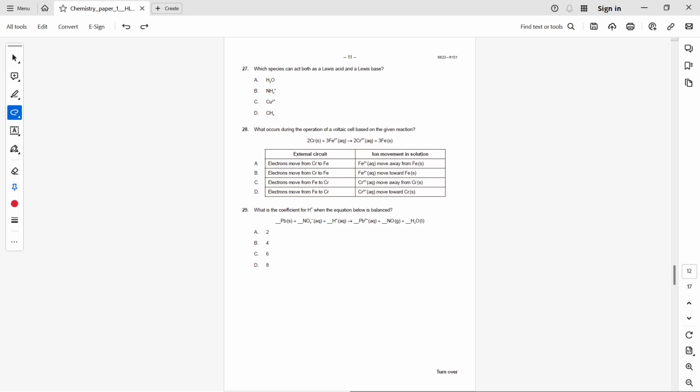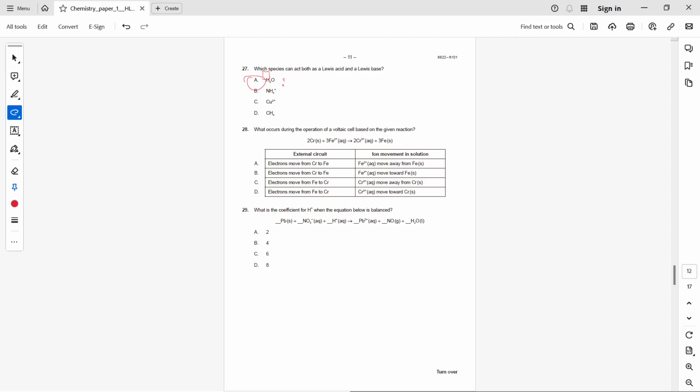For the next, we need a Lewis acid and Lewis base, so some species that can donate an electron pair and accept an electron pair, and out of those, it's going to be water, because hydrogen has orbitals and oxygen has electron pairs.